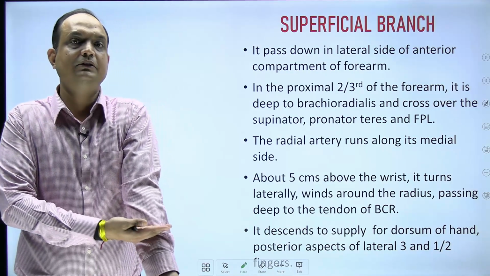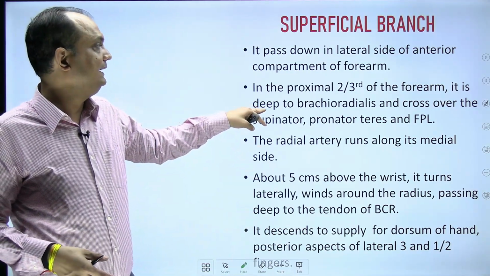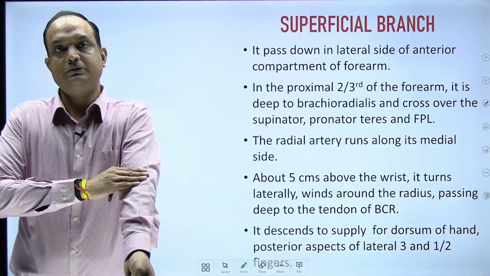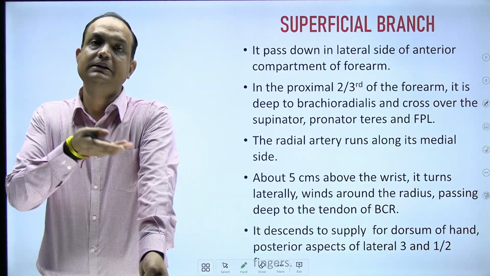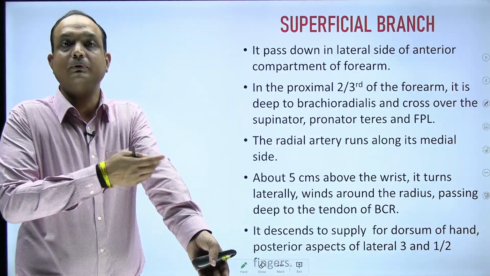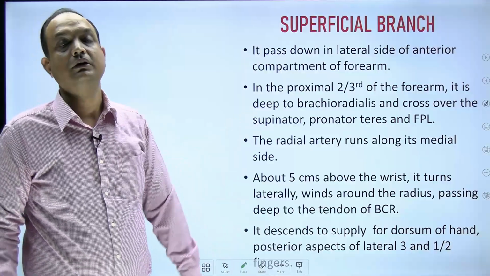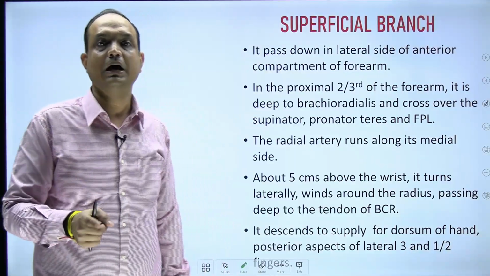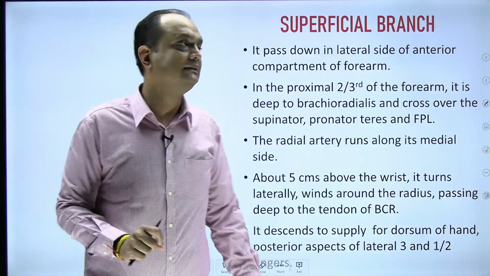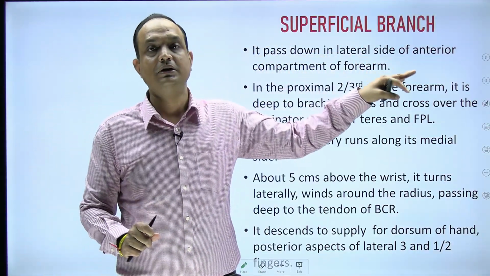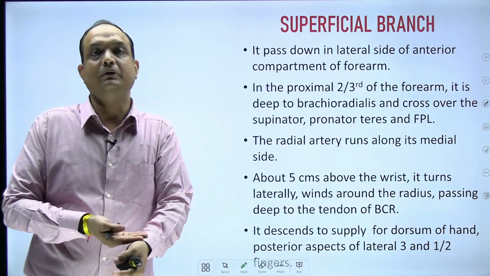That means if you divide the forearm into the lower 1/3 and the upper 2/3, you will realize that it lies deep to the brachioradialis. When you are doing the dissection and lift the brachioradialis on the lateral border of your forearm, you will find below it a nerve running, and that nerve is your superficial branch of radial nerve. Some students have this confusion: sir, it is a superficial branch, but it is not running in the skin, it is running deep to the brachioradialis.